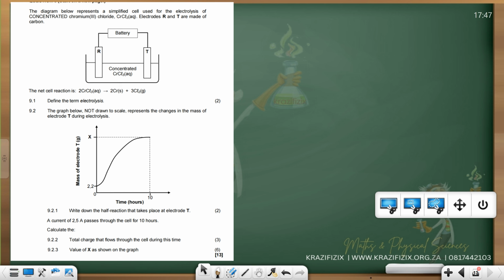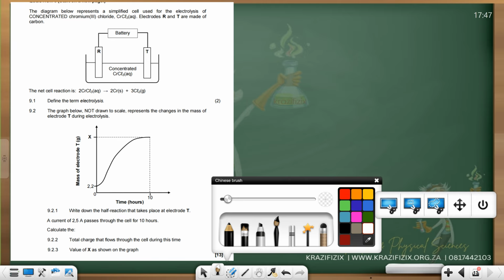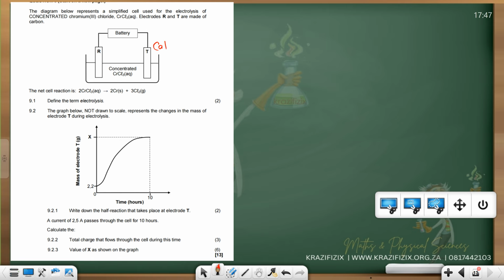So what can you tell me? T is the cathode. Why? It's increasing in mass. So automatically, we know that this one is now what? The cathode. So every piece of information I find, I just quickly put it there.